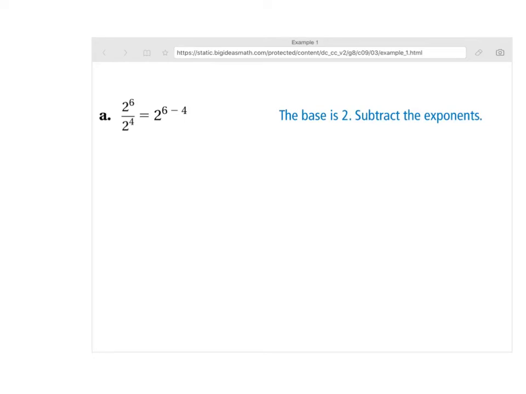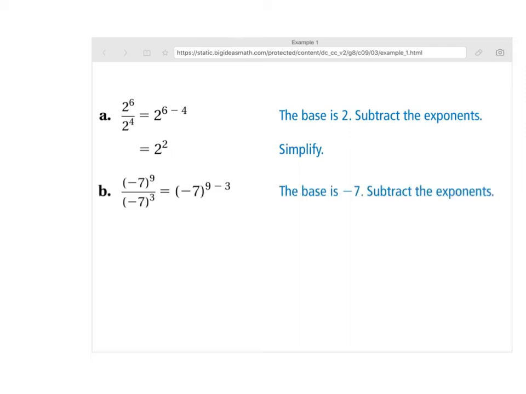Letter A. You can see that we have 2 to the power of 6 divided by 2 to the power of 4. They have the same base number, the big number, which is 2. So you can simplify this to be 2 to the power of, and then you subtract 6 minus 4. Once you do the subtraction, you'll simplify and you get 2 to the power of 2. And since all they've asked you to do is simplify, that's it. If you were to solve this, then you would do the actual math, 2 to the power of 2. But all they want you to do is simplify. 2 to the power of 2 is the answer.